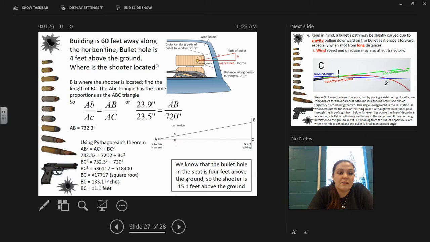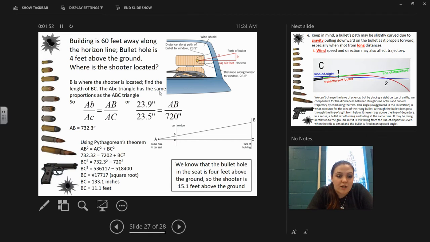So a building is 60 feet away along the horizon line. The bullet hole is 4 feet above the ground. So if I look in here, it's 60 feet away, and 4 feet off the ground is where the bullet hole is at. Where is the shooter located? B, right here, is where the shooter is located. Find the length of B to C.